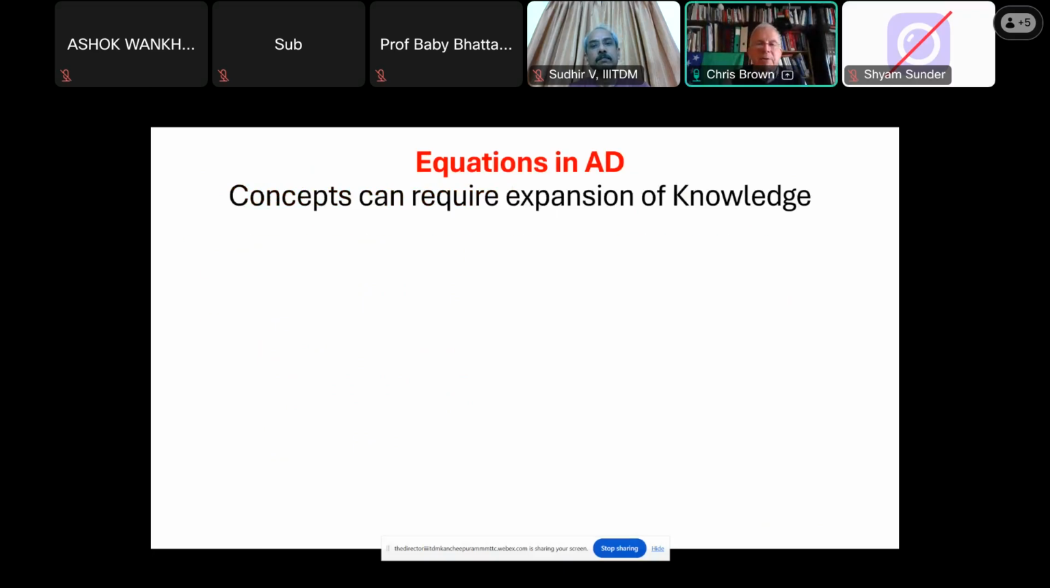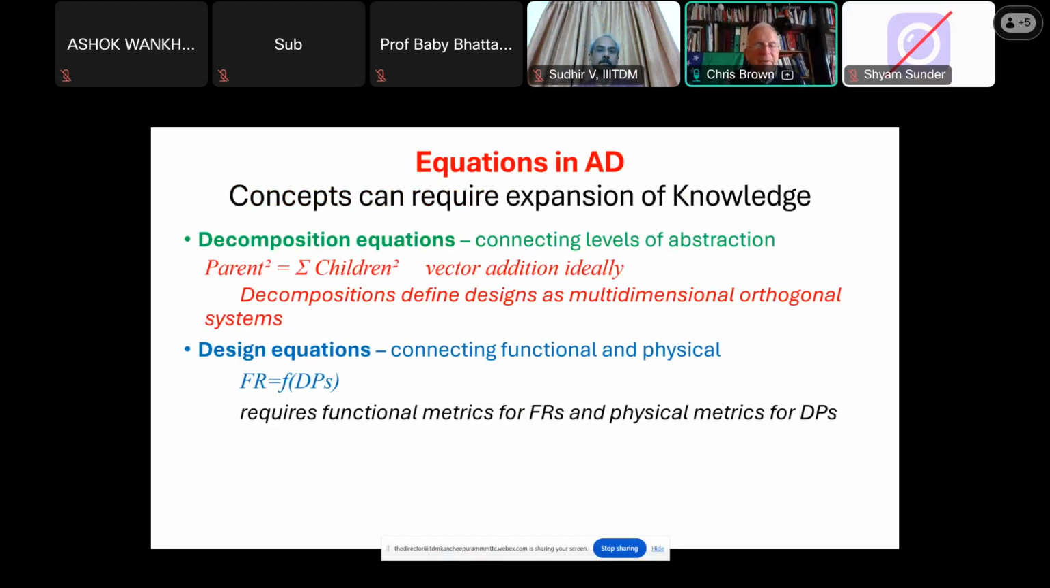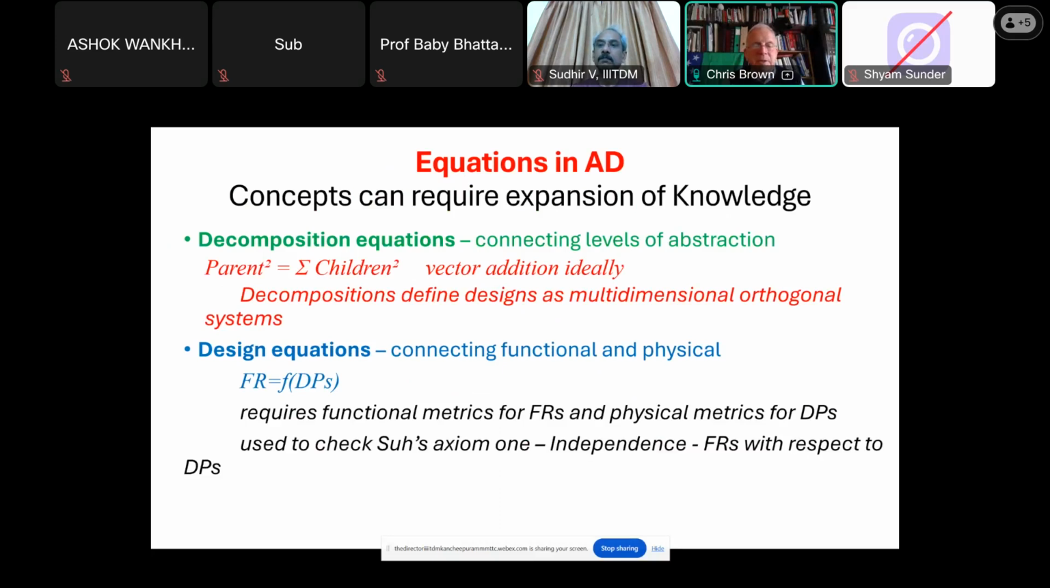Okay, we had a couple kinds of equations just as review. So we've got the decomposition equation. So the children need to combine to equal their parents. They're orthogonal, so we're probably looking at a vector addition problem. The design equations, how do the DPs influence the FRs? So we need functional metrics for the FRs, physical metrics for the DPs.